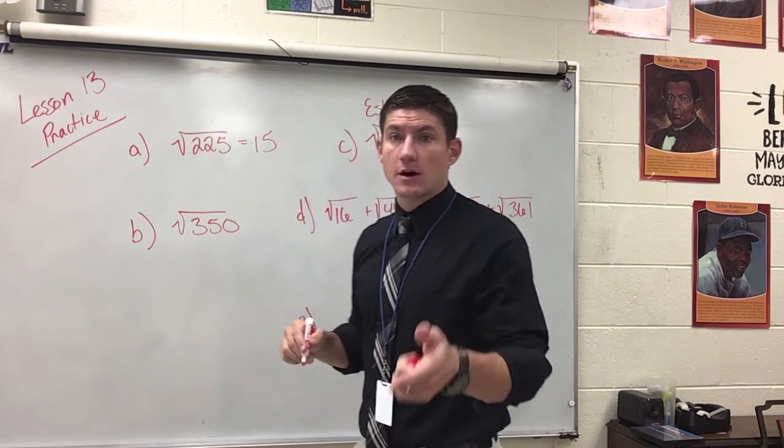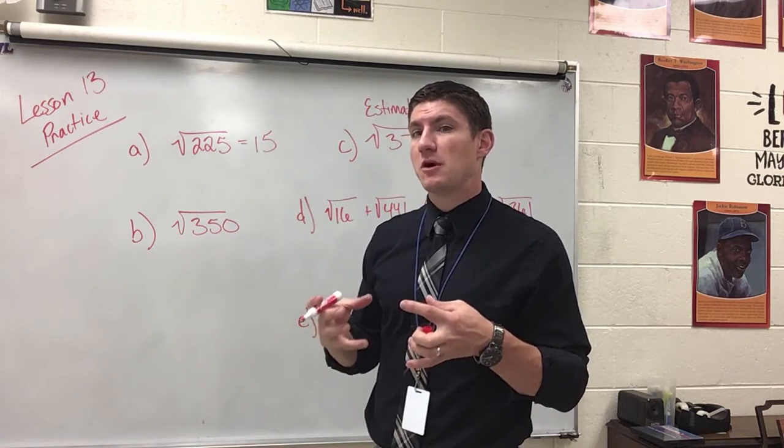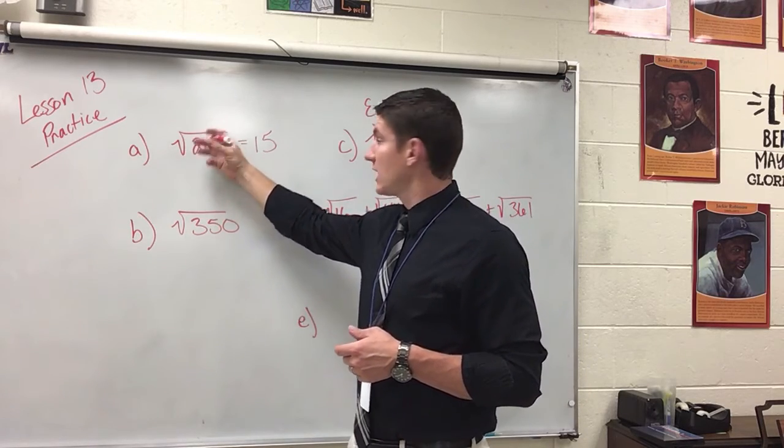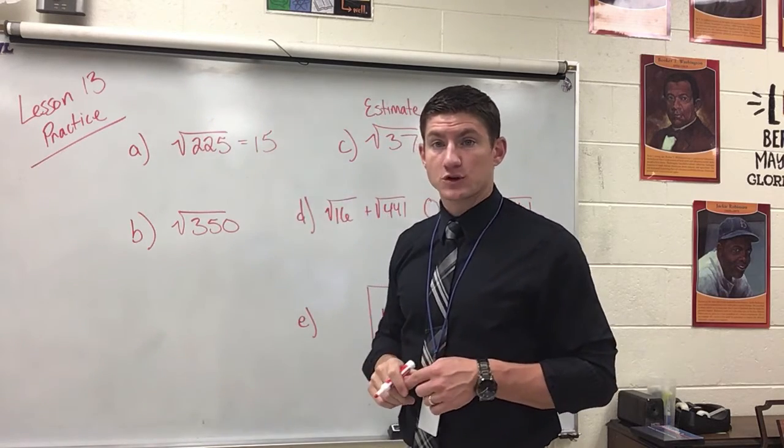Remember, when I'm thinking about perfect squares, I'm thinking about what numbers multiplied by themselves equal a digit. And when I take the square root of that, it gives me that number that's considered a perfect square.